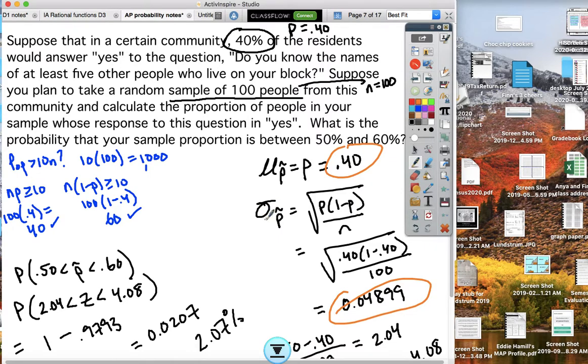Okay, so that was chapter 2 and chapter 7, really in a nutshell, all things z-score probability.